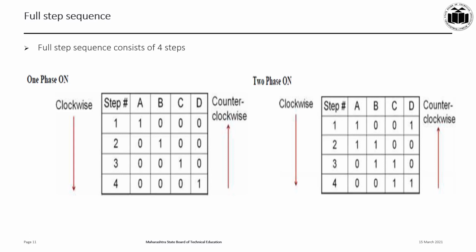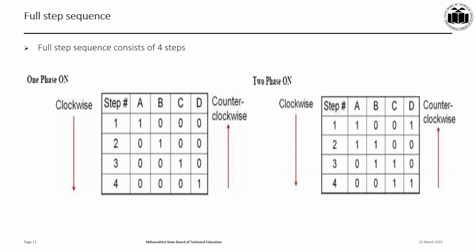In full step sequence, there are 4 steps, as you can see here. In one phase on, if A, B, C, D are the 4 stator windings, at a time only one winding is energized. First, if winding A is energized, then winding B is energized, then C, and then D. So in one phase on sequence, at a time one winding is energized.